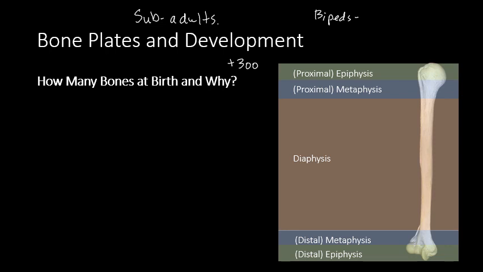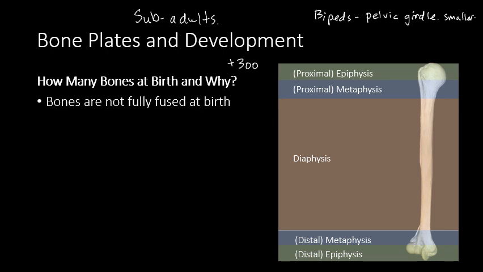that reoriented the pelvic girdle. It made it smaller in comparison to other animals. So if we didn't have plus 300 bones and all of our bones were solidified, birth wouldn't be possible. So our bones are not fully fused at birth. And we want to be able to break some of these bones down here, at least our long bones.